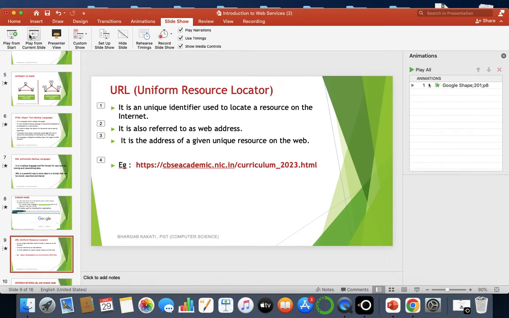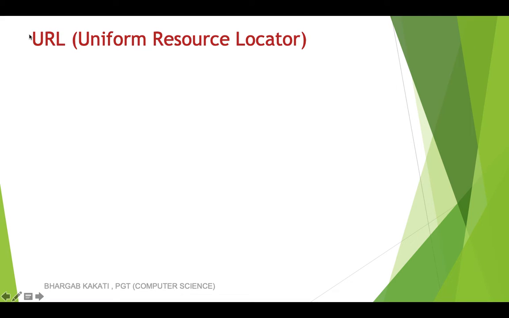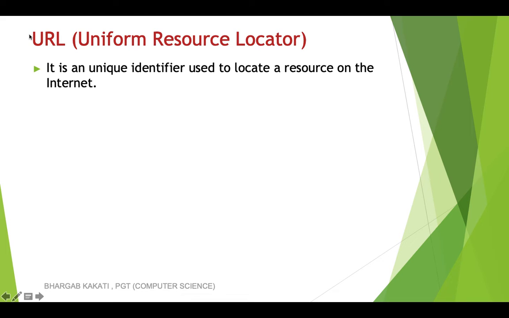Let's go to the next topic, which is URL. URL stands for Uniform Resource Locator. What is it? It is a unique identifier used to locate a resource on the internet. In the internet, there are lots of resources. By resources, I mean that resources can be web pages, they can be some video, it can be an image, it can be a GIF file, it can be any Microsoft Word document, it can be an Excel document, etc.